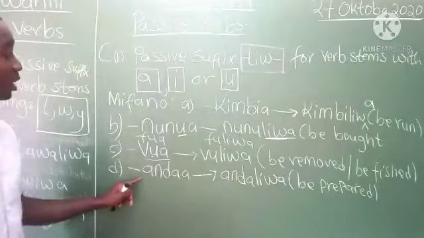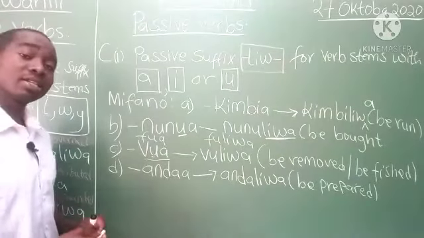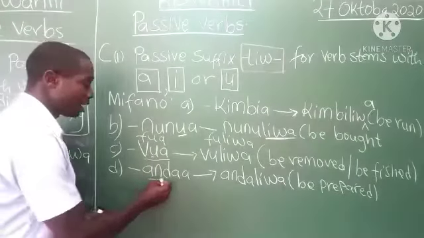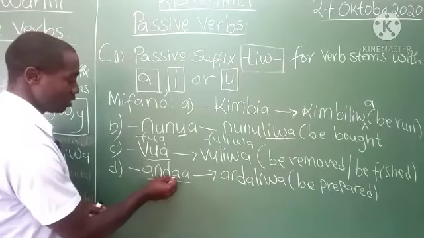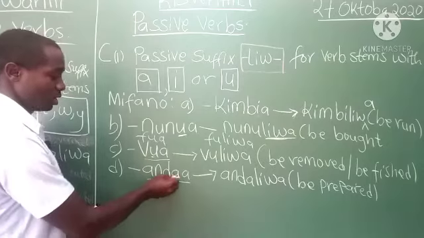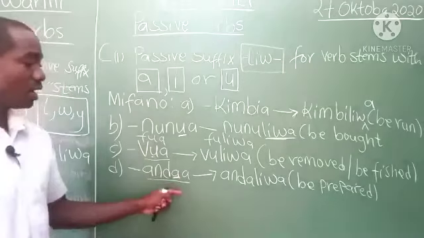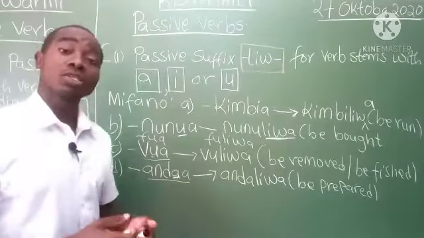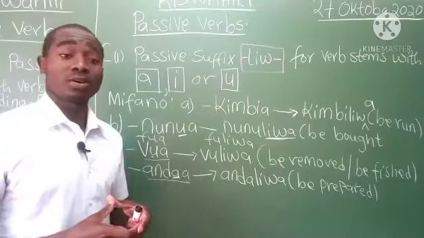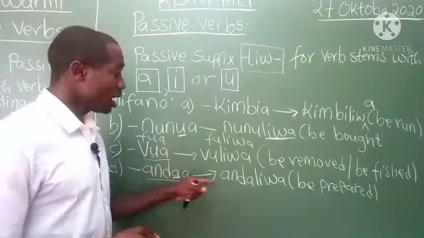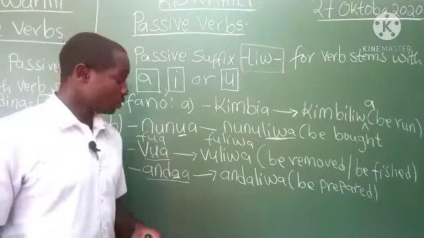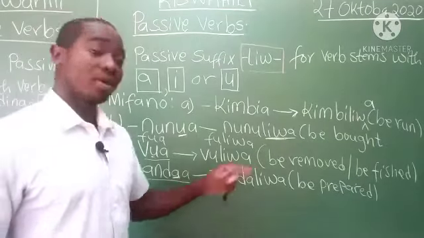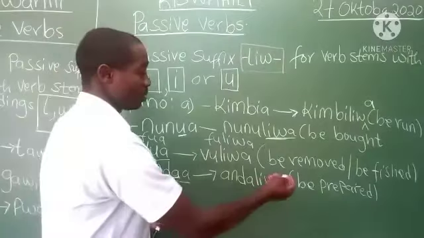We have here another one, the last one that we are discussing in this lesson, anda. It is ending with this a. The verb root is ending with this a. Anda is to prepare, mostly to prepare food. Andaliwa, to be prepared.